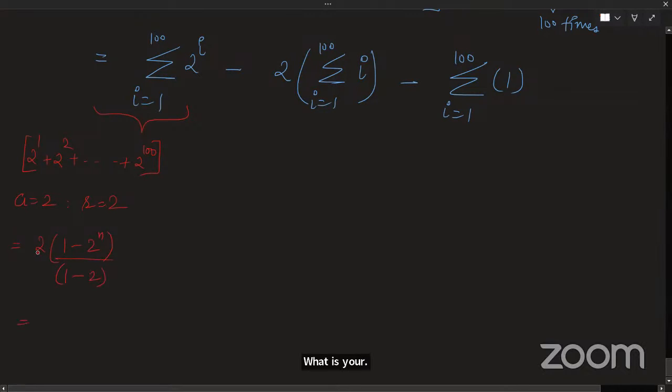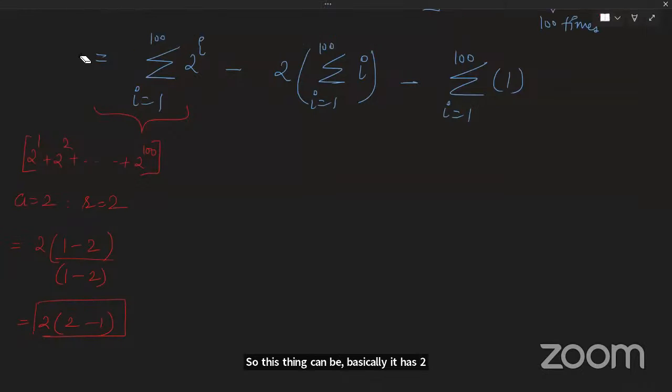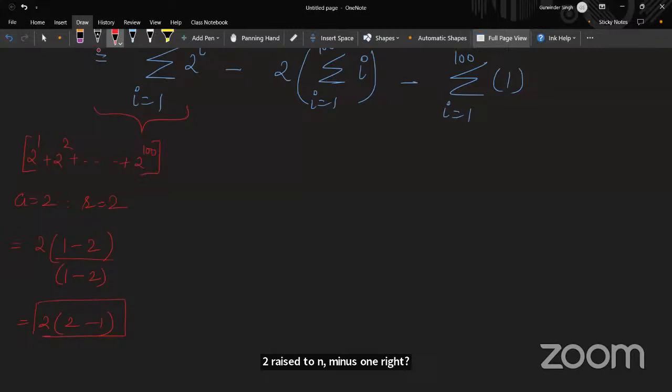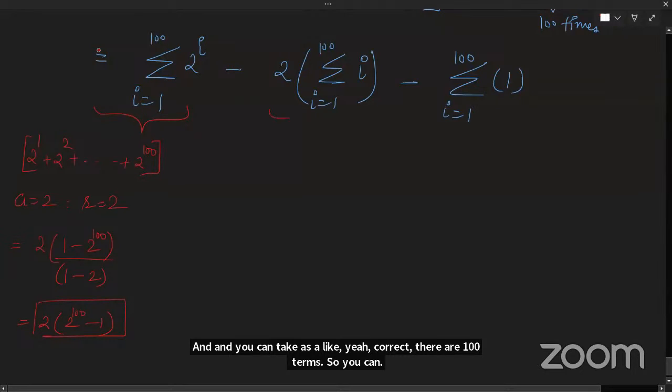So this can be written as 2 into (2 raised to n minus 1), right? Yes, and you can take it as 2 raised to 100, since there are 100 terms. Actually, I was just considering it to be any variable n. Fine. So this is your first sigma.